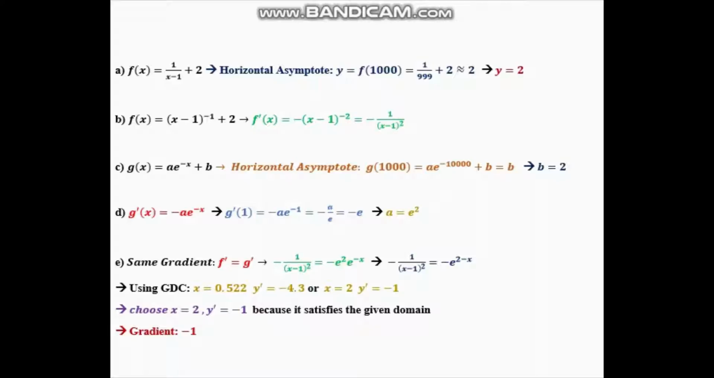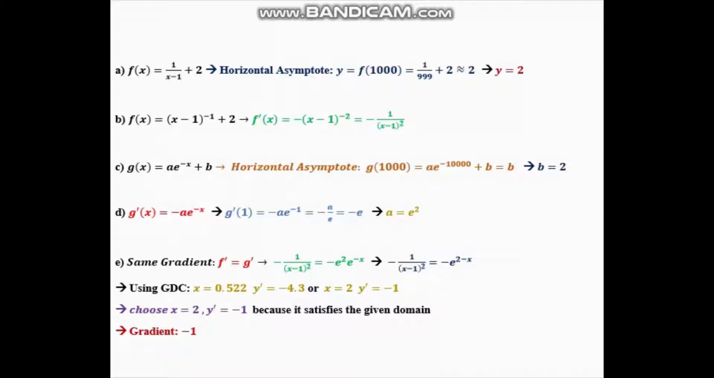So since g of x is given by this expression, a e to the power of negative x plus b, g dash of x will be the derivative of this expression, which is negative a e to the power of negative x. And we are given that g dash of 1 is negative e. So we are going to evaluate g dash of 1 by setting this x to 1. And this gives us negative a e to the power of negative 1. So g dash of 1 is equivalent to this expression or this expression. These are two equivalent expressions. I've just taken the e to the denominator.